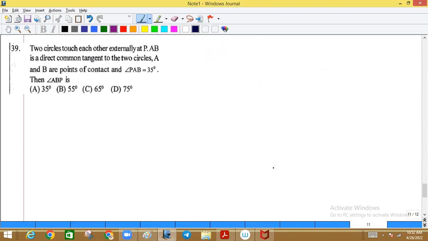Two circles touch each other externally at point P. AB is the direct common tangent to the two circles. A and B are the points of contact, and angle PAB is equal to 35. Then what is angle ABP? They touch each other externally at what point?